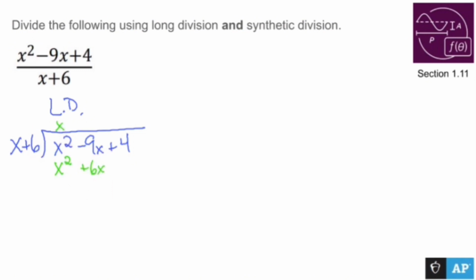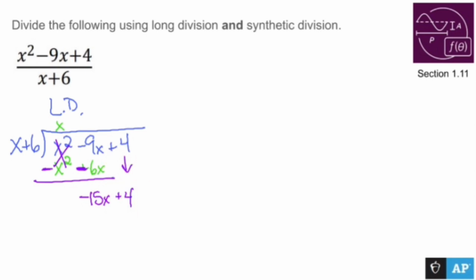You take this green line and you subtract the entire line, which means you flip the signs of both of these. So this will always disappear. And now I have negative 9x minus 6x, which is negative 15x. Drop down the plus 4 and repeat the process.